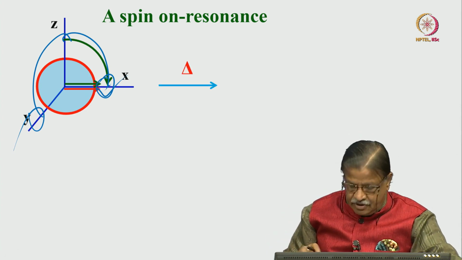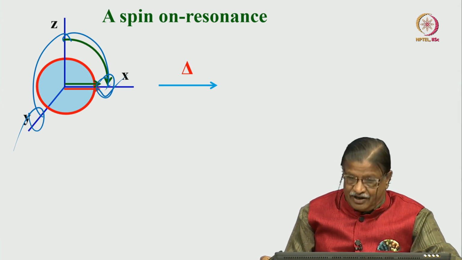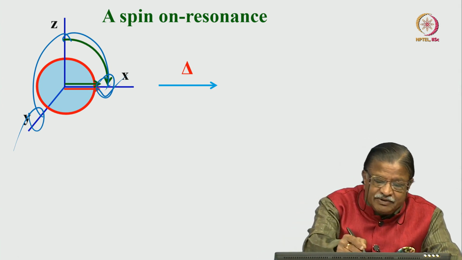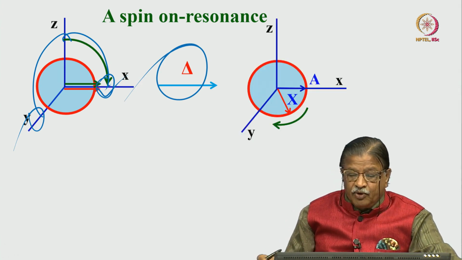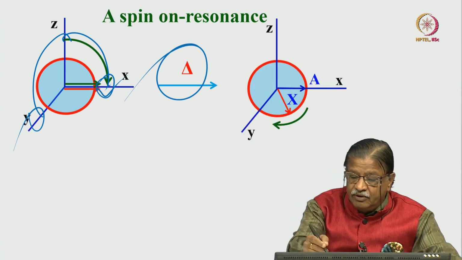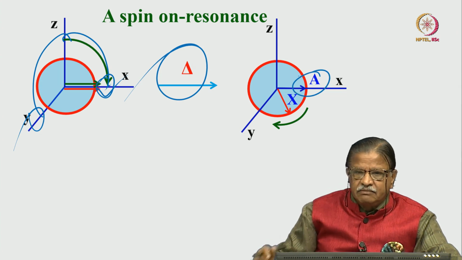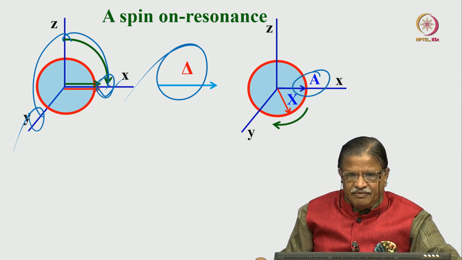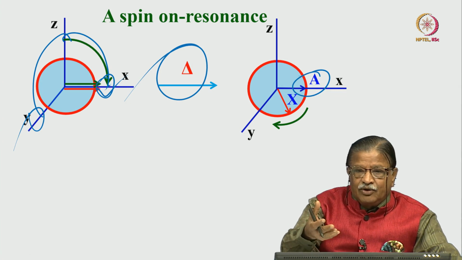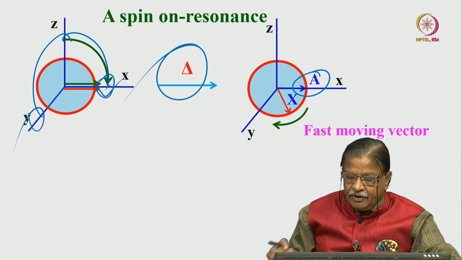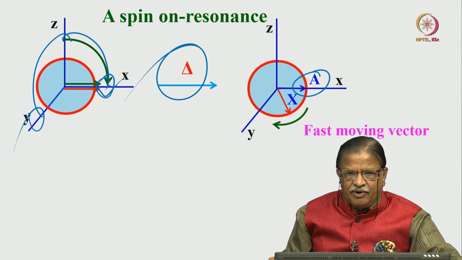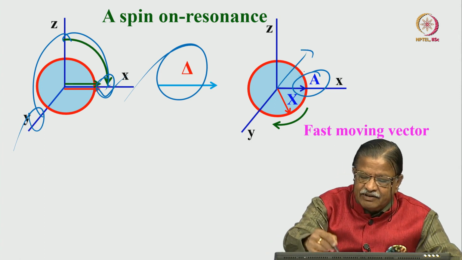What about X? X is not on resonance. So what happens with the time delay delta? X starts moving. Look, A is on resonance, not moving. X is moving. Whether faster or slower, I do not care, because some chemical shift difference is there, it is moving. It is a fast moving component that we have taken. If it was on this side, it would be slow moving. Fine.